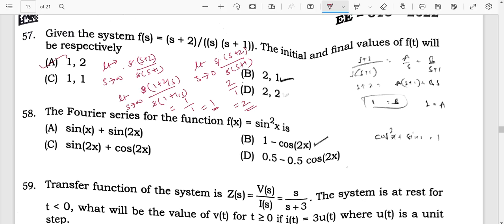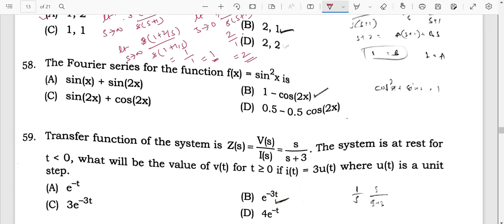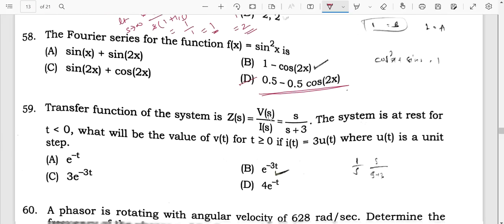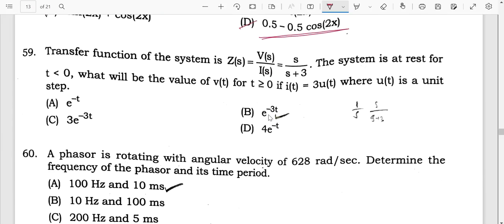And the next question: the Fourier series of the function f(x) = sin squared x is 0.5 minus 0.5 cos 2x. Next one, the transfer function of the system is given by Z(s) = V(s)/I(s) = s/(s+3). The system is at rest for t less than 0. What will be the value of v(t) for t greater than 0, if i(t) is 3 u(t)?